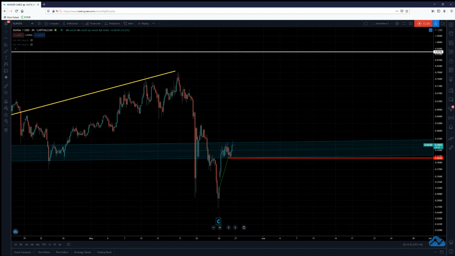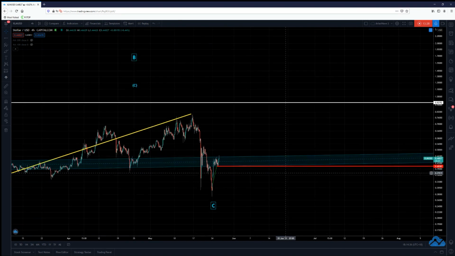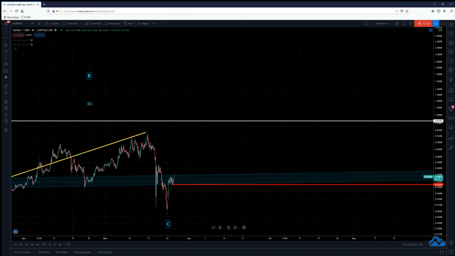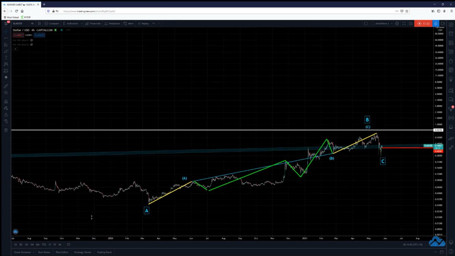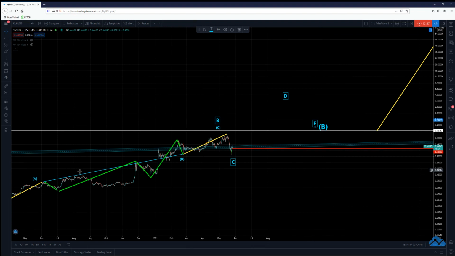So this is what we're dealing with now. We're dealing with the in-between of a B wave, which hasn't even finished yet, right? So if we zoom out a bit, we have the D and E coming, okay, to complete the B. So we can't really talk about target yet until we've seen confirmation of this, but we'll get to that.